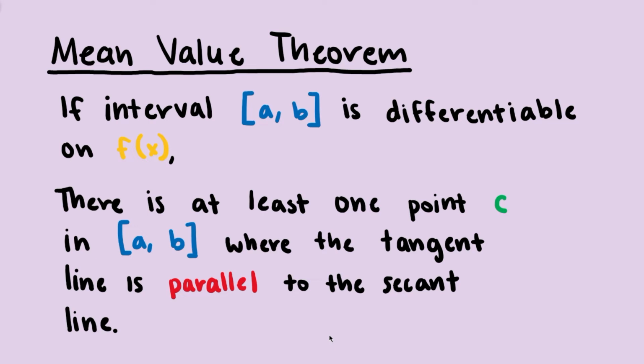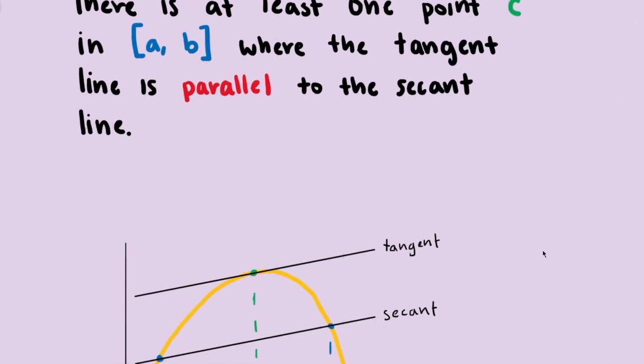So there are a few ways to explain what this theorem is, but the exact version is that if we have some interval between x equals a and x equals b, and it's differentiable, and by the way, differentiable implies that it's continuous, so if it's differentiable and continuous on some function f of x, then we know that there is at least one point c, x equals c, within the interval a to b, where the tangent line is parallel to the secant line. So that's a lot of information taken at once, but if we show it on a graph, it should be easier.